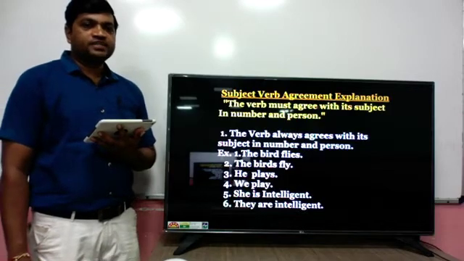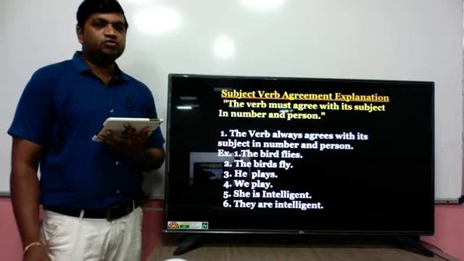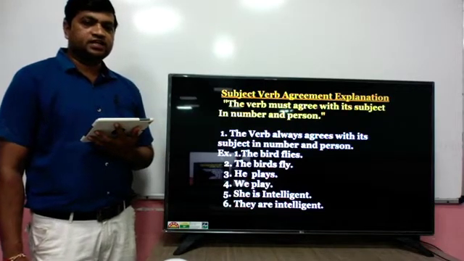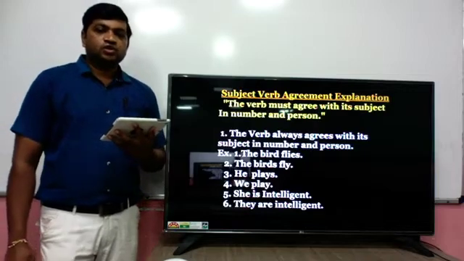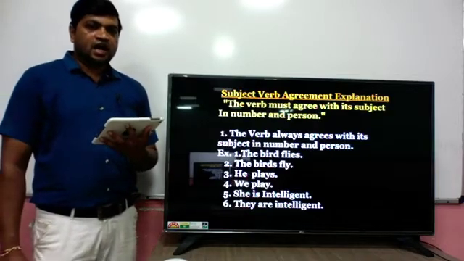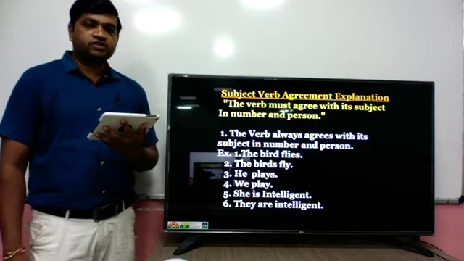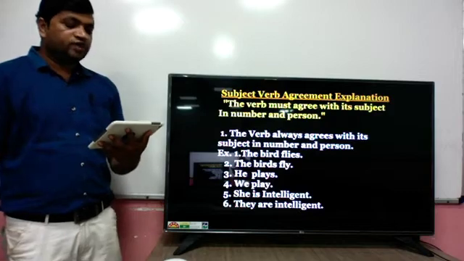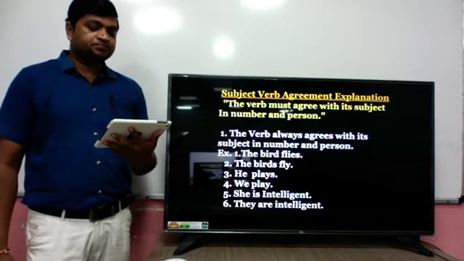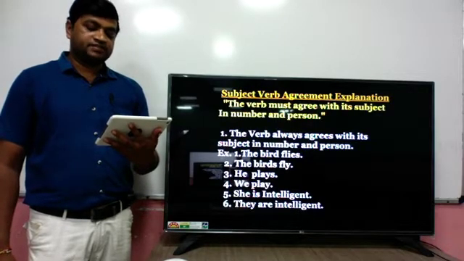So the combination of singular subject and singular verb, or plural subject and plural verb, is known as the agreement of subject with verb. Condition by condition, we will see in which condition the subject agrees with which verb. Okay. At first, we will study that the verb always agrees with its subject in number and person.